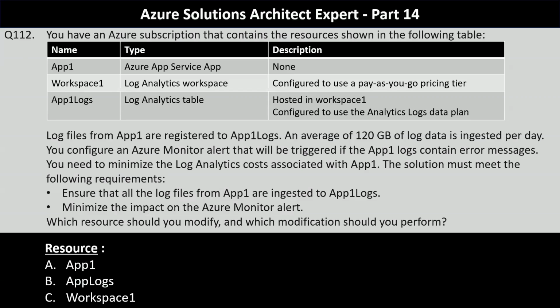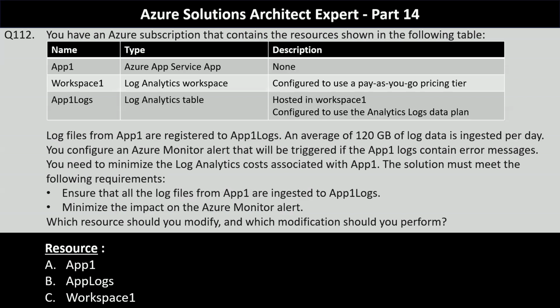You configure an Azure Monitor alert that will be triggered if the app1 logs contain error messages. You need to minimize the log analytics cost associated with app1. The solution must meet the following requirements. Ensure that all the log files from app1 are ingested to app1 logs. Minimize the impact on the Azure Monitor alert. Which resources should you modify and which modifications should you perform? Now, the first part of the question is talking about resources, and your options are app1, app1 logs, and workspace 1, which are the three resources which were mentioned in the table.